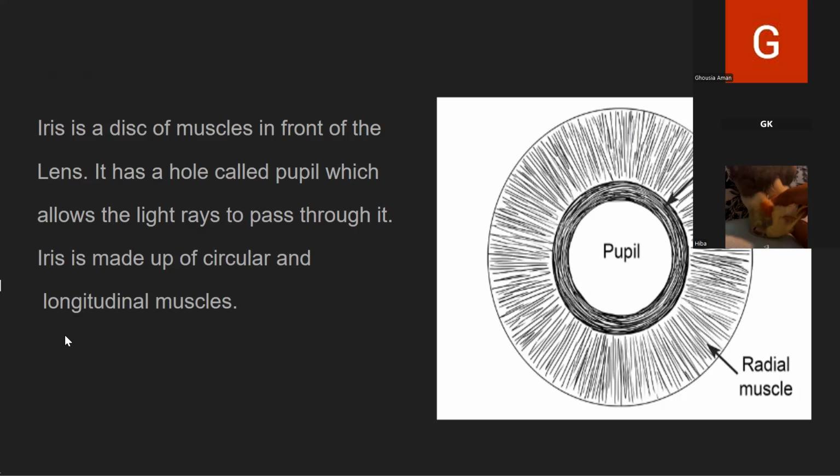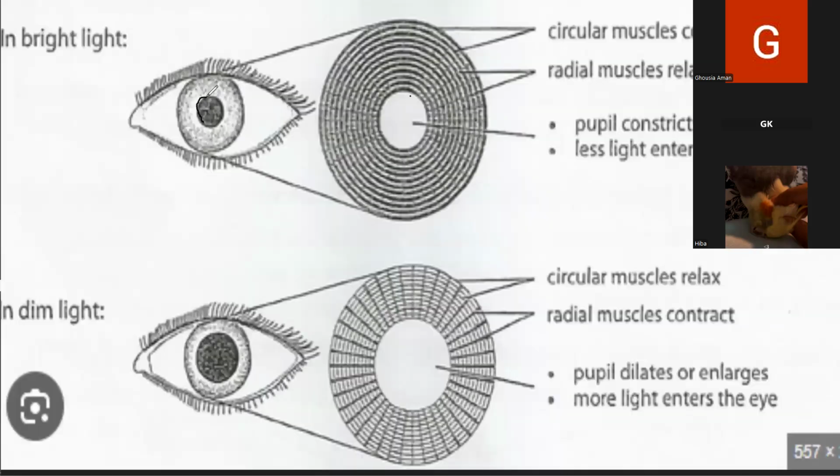So when there is a bright light, your pupil will become very much smaller. Look at this. You are looking at the bright light, your pupil has become very much smaller. You know the reason why? Your circular muscles, the ones which are going in a circular way along the circumference, they will contract.